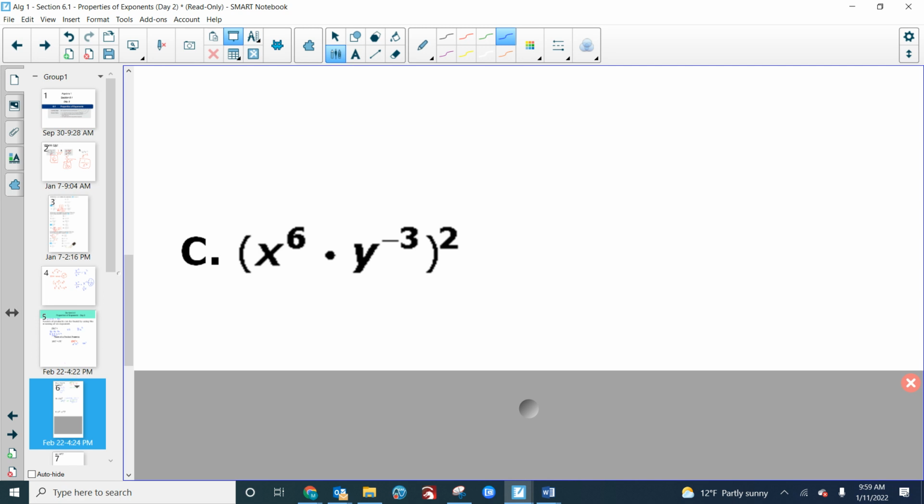All right, let's set it up together. Is this the product of two terms rule? Yeah. So raise each one to the second power: raising x to the 6th to the second power, and y to the negative 3rd to the second power, and multiplying them.